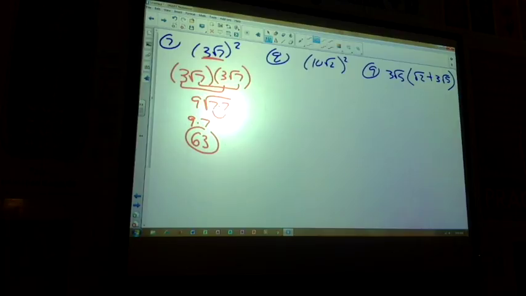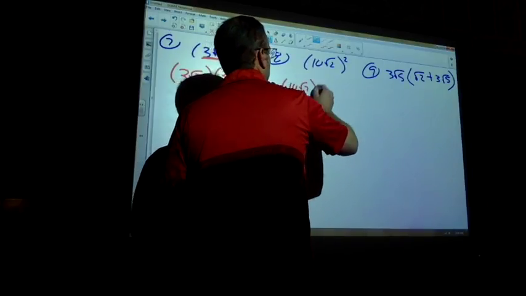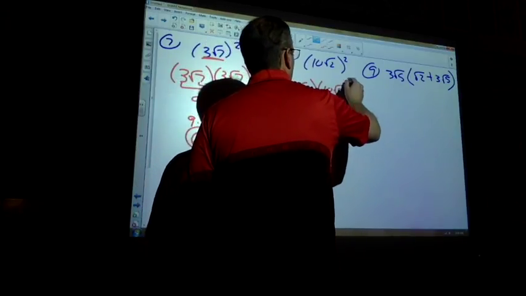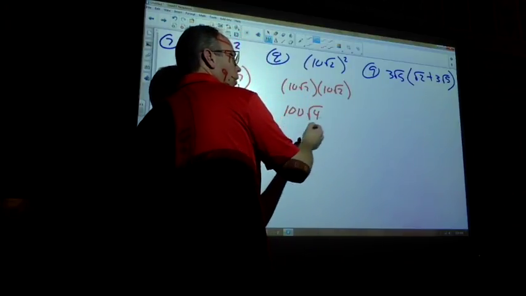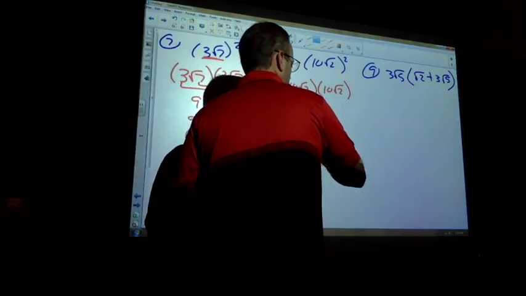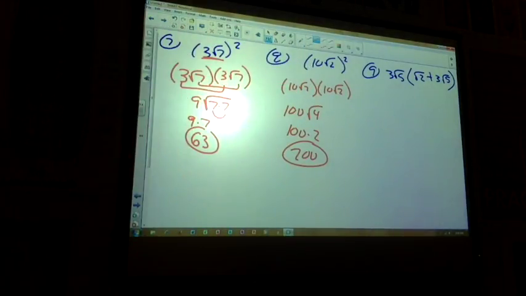Okay? Hey, how many 10 root 2s am I multiplying together? 2. Okay. 10 root 2 times 10 root 2. There you go. So 10 times 10 is 100. Root 2 times root 2 is root 4. Square root of 4 is 2, no radical because we dealt with a perfect square. Is that okay? Did I do it right?